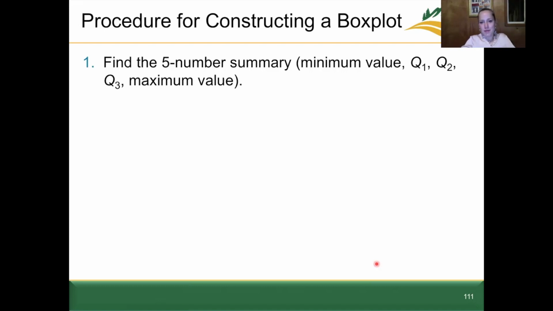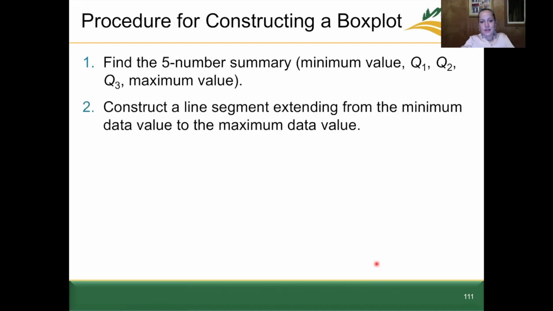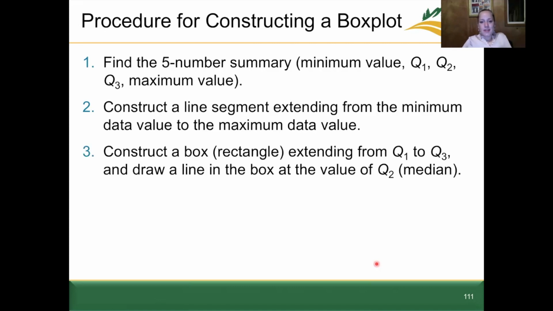You have to do that before you can construct a box plot. Then we construct a line segment extending from the minimum data value to the maximum data value. Then we add a box or a rectangle extending from Q1 to Q3, and we draw a line at Q2, which is the median. And because we would have already calculated our 5-number summary, this should be relatively straightforward.